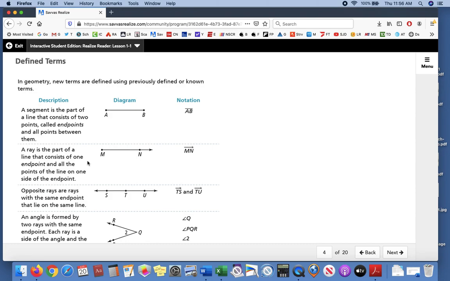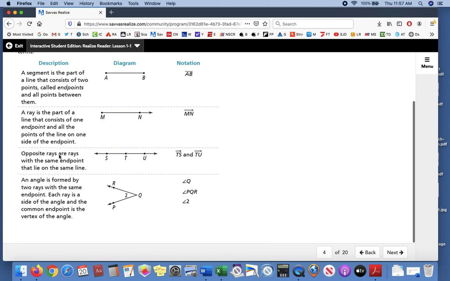A ray is part of a line that consists of one endpoint and is all the points of the line on one side of the endpoint. So it's kind of like the line is chopped off and it ends at M. It goes from M through N forever and ever. And that's key, that the endpoint is M and it goes through N. That's how you would need to write it. Unlike a segment, which could start at A and end at B, or start at B and end at A, so this could have been written as segment BA. With a ray, the order must be from the endpoint through the point. So MN, ray MN.